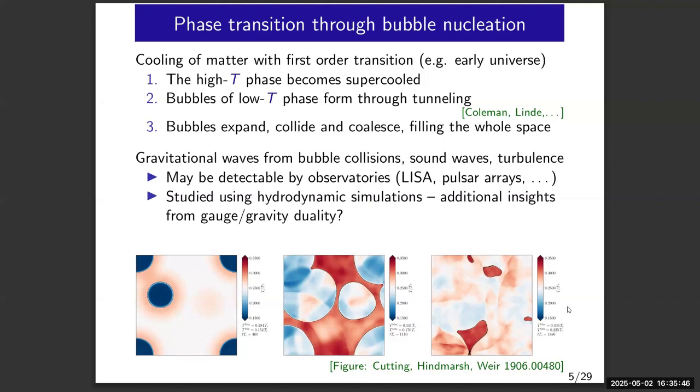And this may be detectable by observatories, for example, LISA, and maybe it has been already observed by the pulsar arrays, because there is some sort of signal which has been observed. And this has been studied a lot by using hydrodynamic simulations. But maybe you can get some additional insights by using gauge gravity duality.